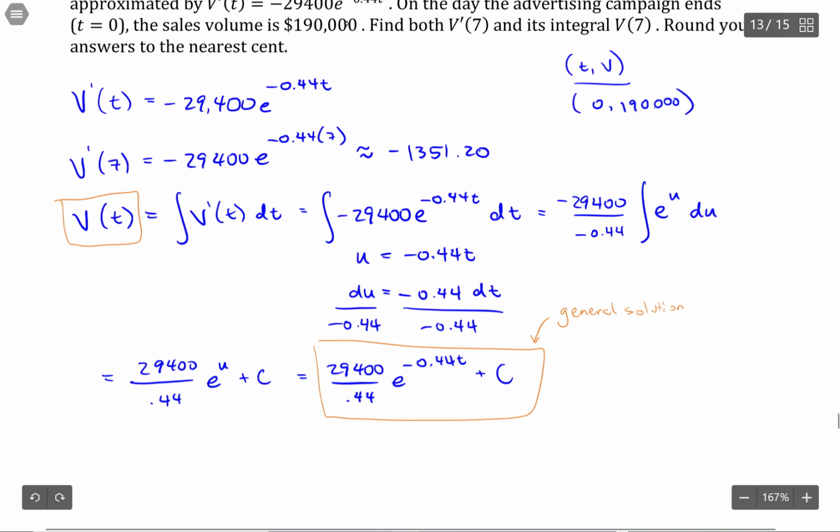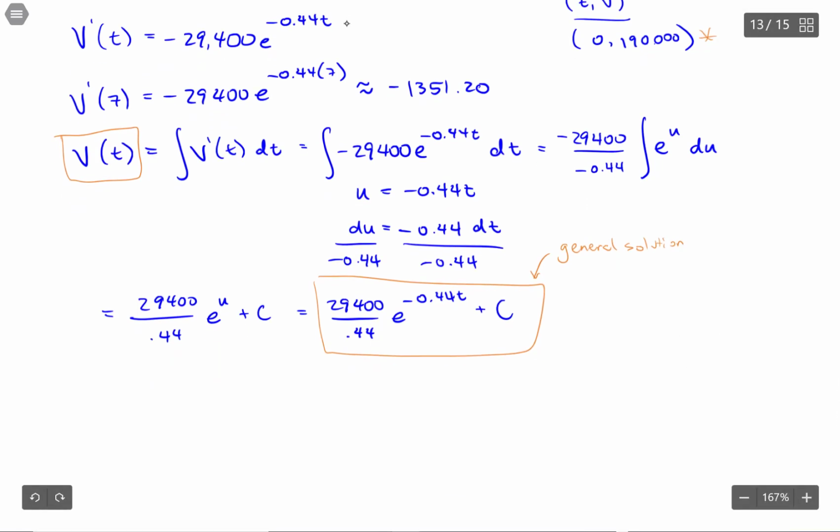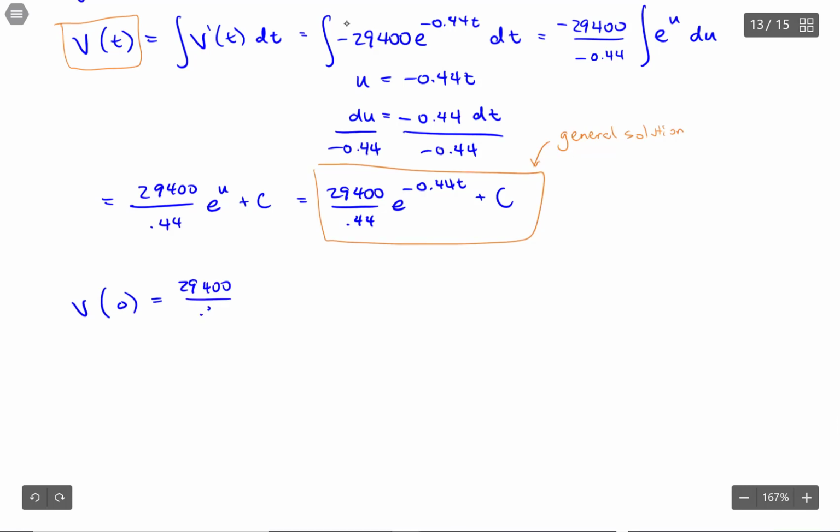But this is a general solution. And the problem with a general solution is that we need to solve for what the value c is so that we get a particular solution. That's why we were given this initial value. So the initial value of t equals 0 and 190,000, that's a hint as to how we get a particular solution. So the volume at time 0 is 29,400 divided by 0.44 e to the negative 0.44 times 0 plus c, and that's equal to the initial value of 190,000.